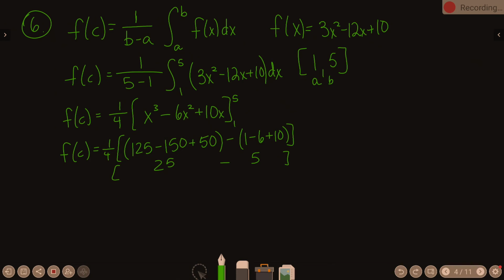Minus 5, so 20. So we're doing 1/4 of 20, and 1/4 of 20 is 5. Okay, so based on the mean value theorem for integrals, based on that formula, we get f of c is 5. Now, how else can I find f of c?